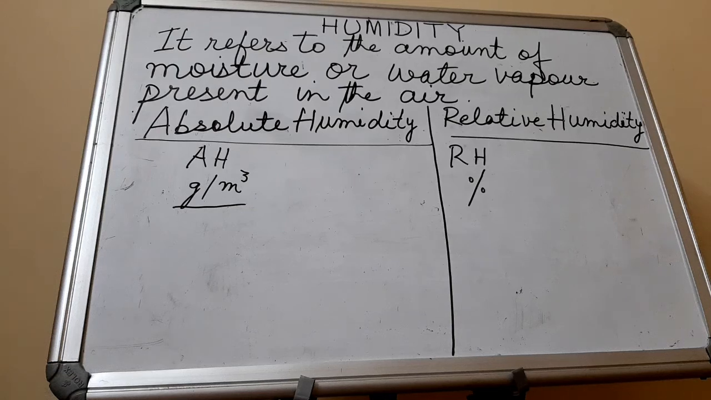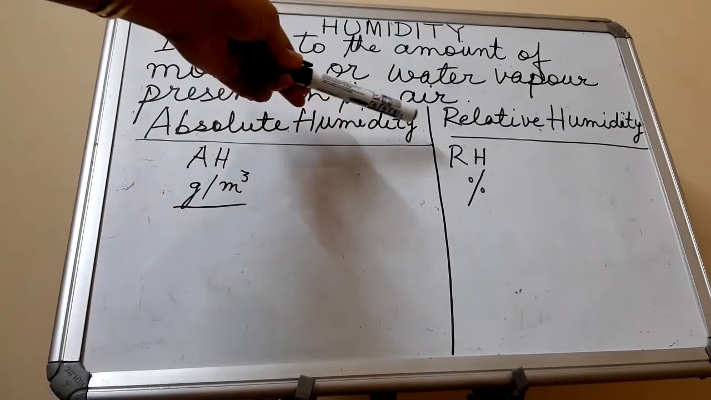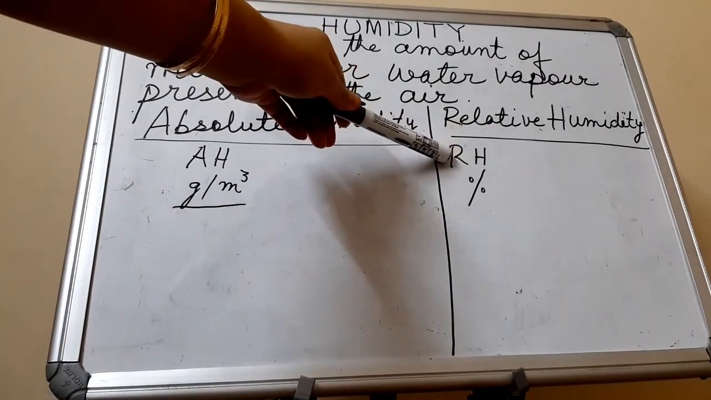Our next element is humidity. What is humidity? It refers to the amount of moisture or water vapor present in the air. There are two types of humidity. One is absolute humidity and the other is relative humidity. Absolute humidity is represented by the symbol AH and relative humidity is expressed as RH.